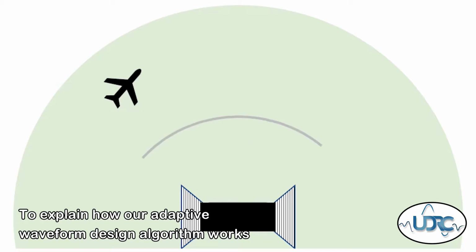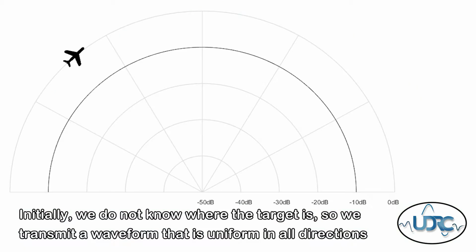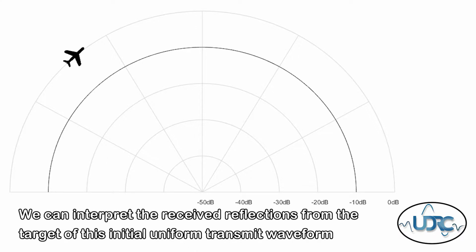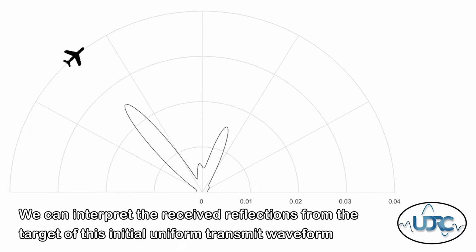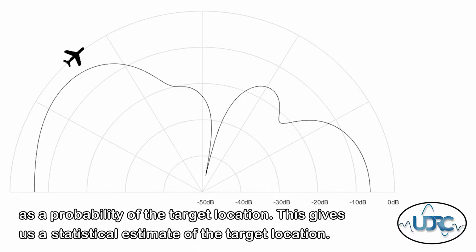To explain how our adaptive waveform design algorithm works, consider a cognitive radar system estimating the angular location of a single target. Initially, we do not know where the target is, so we transmit a waveform that is uniform in all directions, shown here by the radar beam pattern in black. We can interpret the received reflections from the target of this initial uniform transmit waveform as a probability of the target location. This gives us a statistical estimate of the target location.